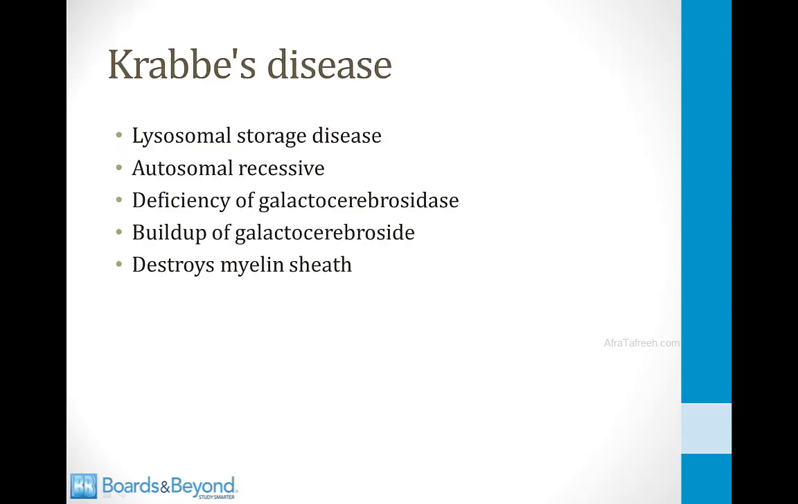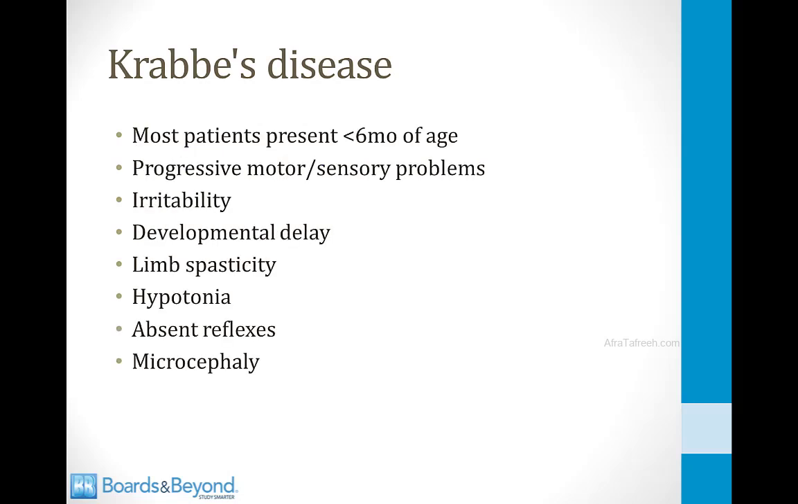Krabbe's disease is also a lysosomal storage disease. It's also autosomal recessive. In this case, it's a deficiency of galactocerebrosidase, and you build up galactocerebrosides, and this destroys the myelin sheath. People with this condition almost always present as babies, and they have progressive motor and sensory problems. So the baby will be irritable, it'll have developmental delay, the limbs will be spastic or hypotonic, there'll be absent reflexes, and there'll be a tiny head.